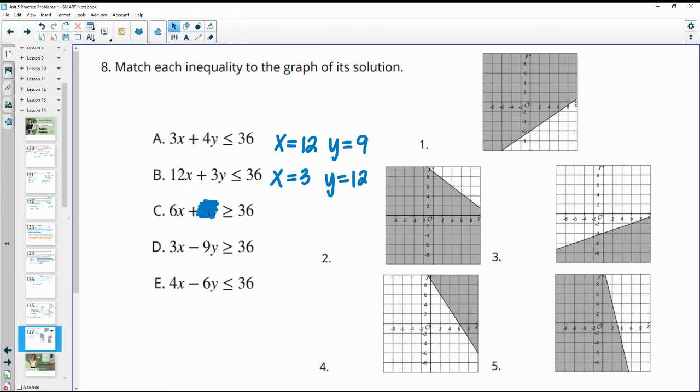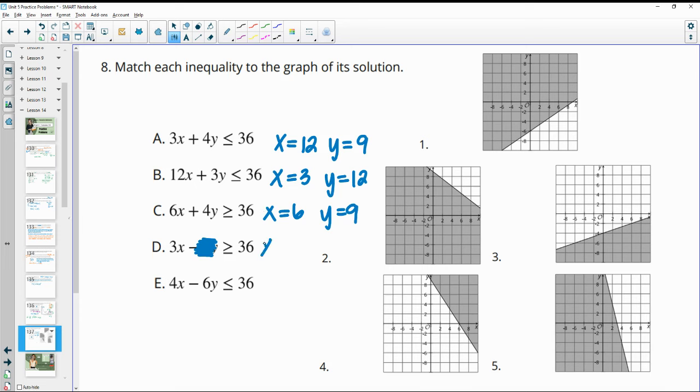Do that for this next one. So here we're going to divide by 6 to get X equals 6. Plug 0 in for X. Divide by 4. And I just do this for all of them just to see if they're all different. So now we're going to keep doing it, because if any of them are the same, we're going to have to look at the shading. But if they're all different, it won't matter.